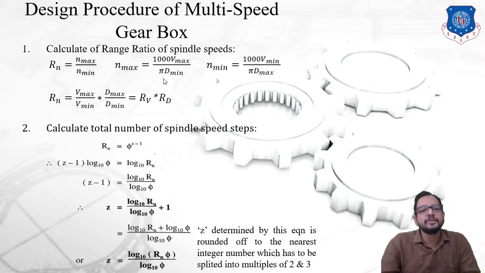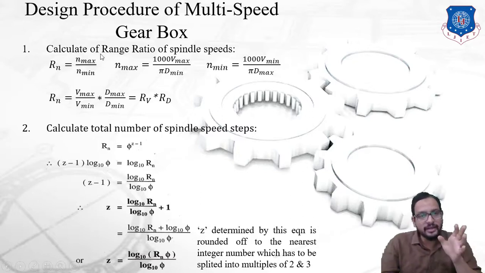It is obvious that for a minimum diameter we have to keep the maximum spindle speed. That is, when the diameter of a workpiece is smaller, we can keep maximum speed, and when the diameter is larger, while machining it we need to keep a smaller spindle speed, that is n minimum. So you can clearly see that to find n max, the equation is 1000 V max upon pi d min, and n minimum, the minimum spindle speed, equals 1000 V min upon pi d max.